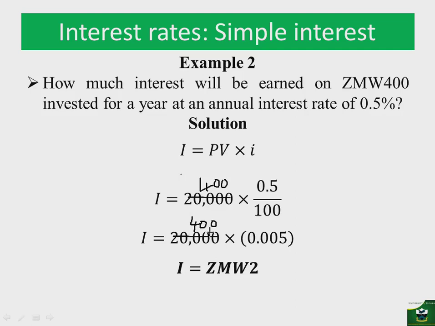Okay, so we are multiplying 400 by 0.5 over 100, which is the interest, and then multiply 400 by 0.005, which is the simplified interest rate, and the answer you will get will be 2 kwacha. Meaning, if you invest 400 kwacha today for 1 year, at the end of the year, you will earn 2 kwacha if the interest rate is 0.5%. Okay, so let's look at another example.